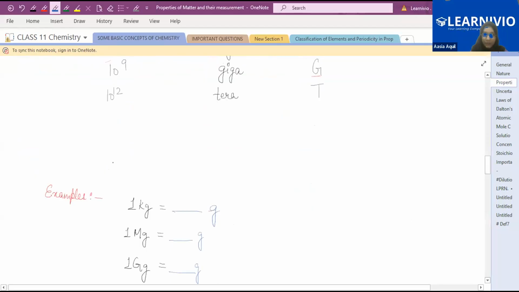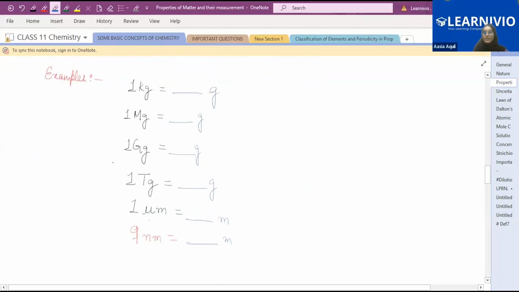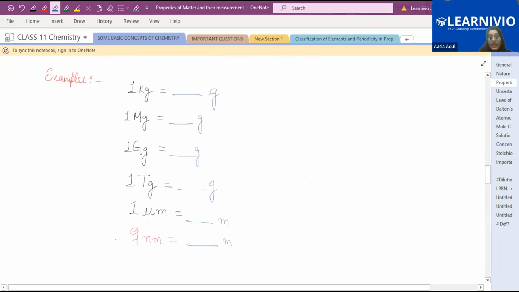Suppose I ask you, in 9 nanometer, how many meters are there? We know that 1 nanometer refers to 10 raised to the power minus 9 meter, right? So 9 nanometer means 9 into 10 raised to the power minus 9 meter.